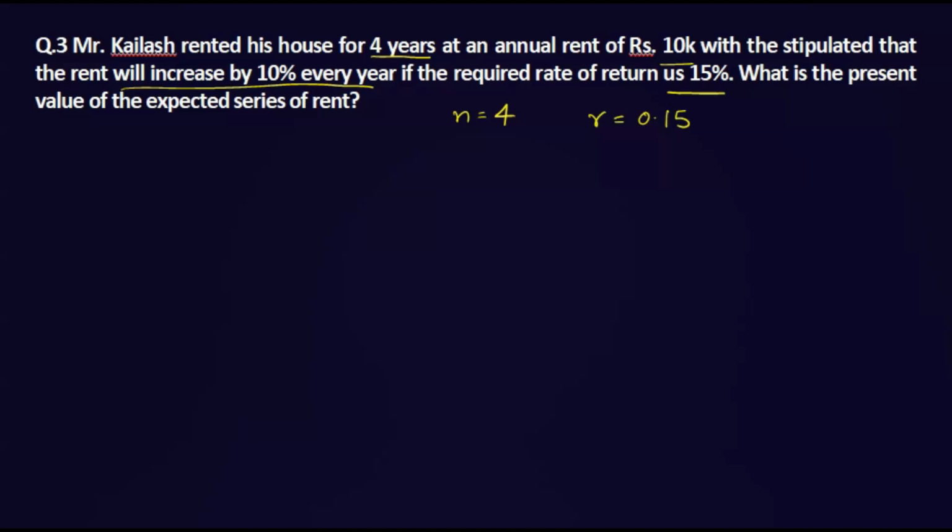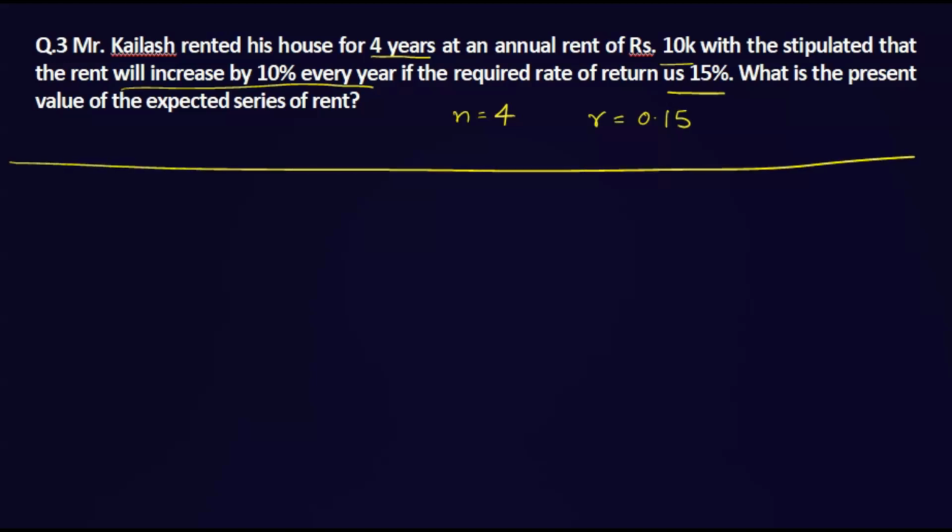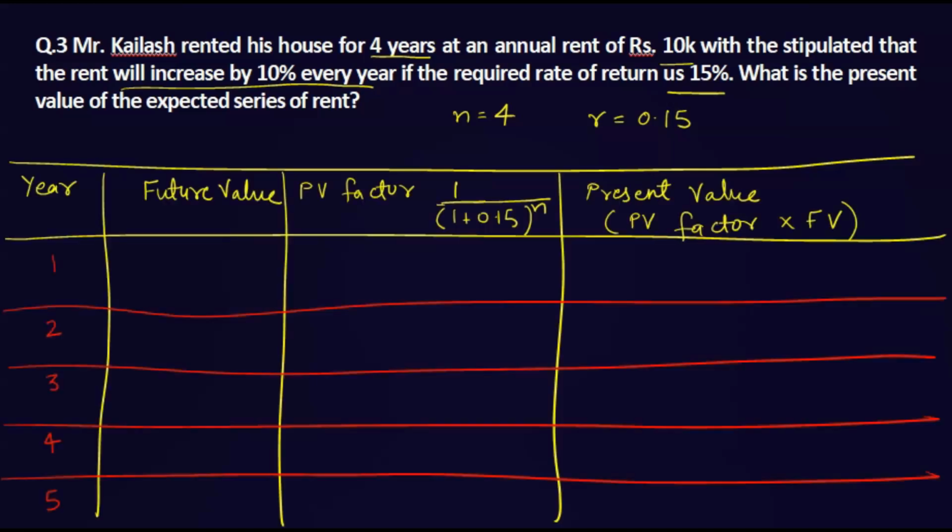Now for the rest of the things we have to create a table here. So here I have created columns: year, future value, then PV factor. PV factor is 1 divided by (1 plus r) to the power n. R will be the same, 0.15, only n will change for each year. And then present value is the multiplication of these two columns, future value and PV factor.